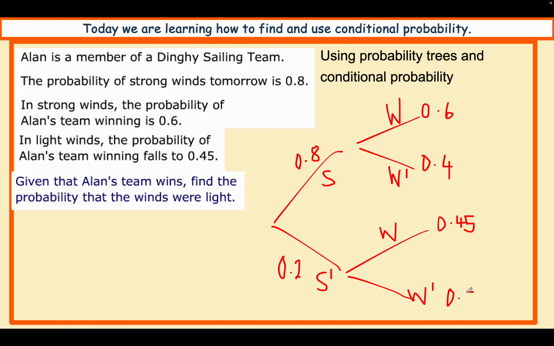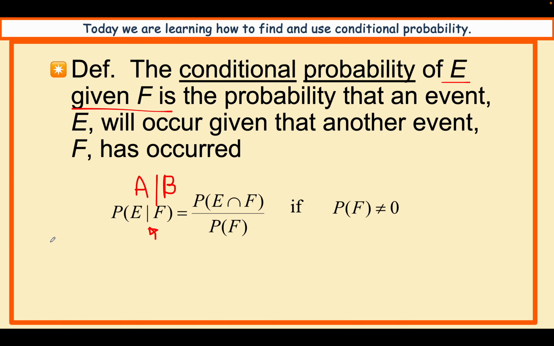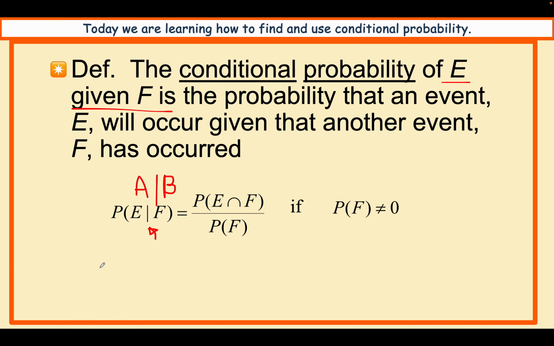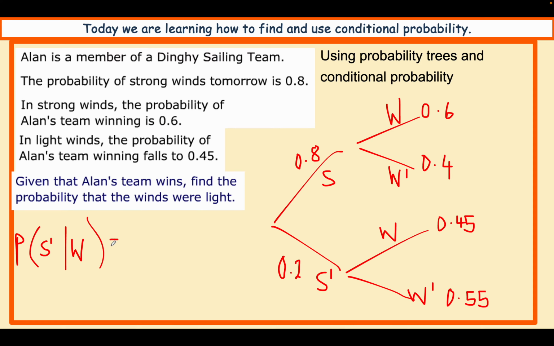Then we need to use conditional probability. So given that Alan's team wins, find the probability that the winds were light. Our definition of light winds is not strong. So it's going to be the probability of S dash given W. So how do we write this down? Well, instead of writing this formula with E and F, we're going to write it with S dash and W. So we're going to do the probability of S dash intersection W over the probability of W.